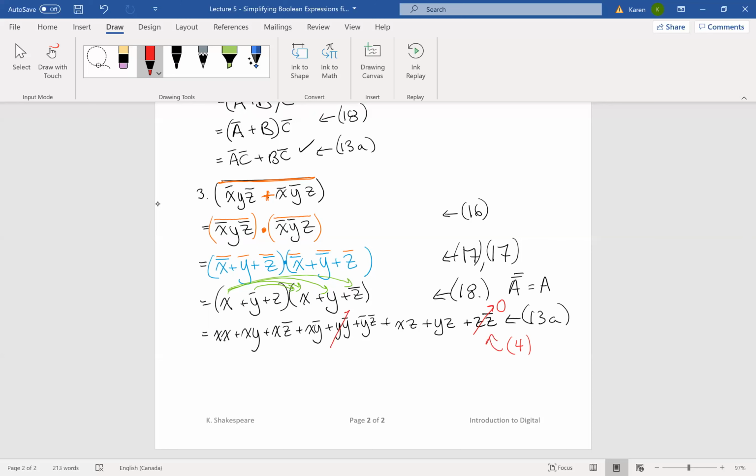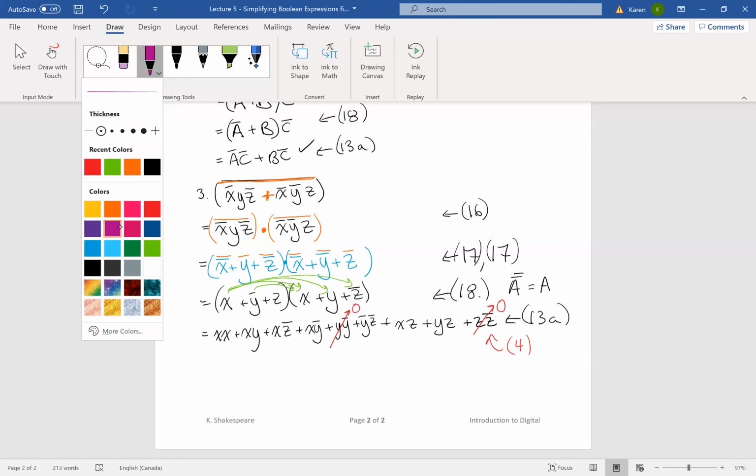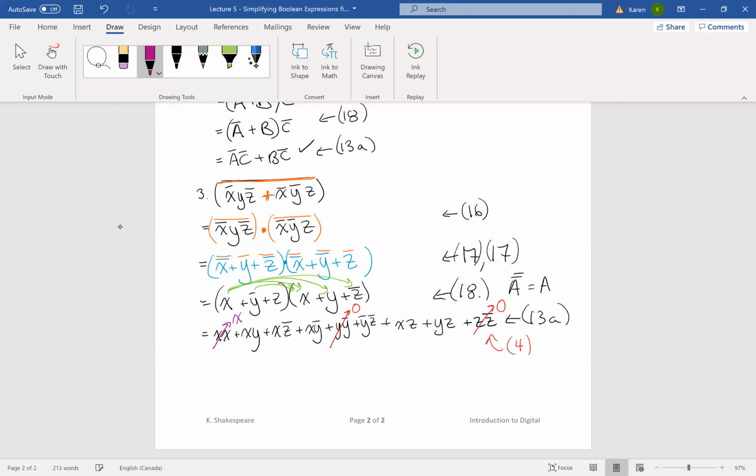And then I also have a y bar. That must go to 0 as well. And we also know, let's see, x and x, the answer must be x. And that is theorem 3. Any more opportunities in there? I think that's all the opportunities that I have to use some theorems on this line. Simplifies it a little bit.